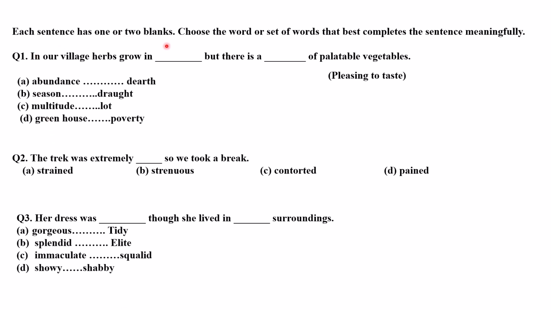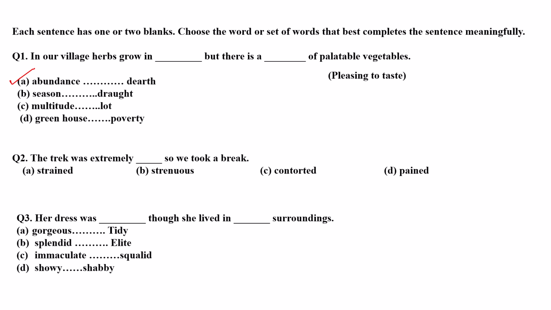Each sentence has one or two blanks. Choose the word or set of words that best completes the sentence meaningfully. Now the first one is: in our village herbs grow in dash, but there is a dash of palatable vegetables. Now palatable vegetables means the vegetables which you enjoy eating or which taste good. So here, in our village herbs grow in abundance, but there is a dearth of palatable vegetables. Dearth means there is scarcity.